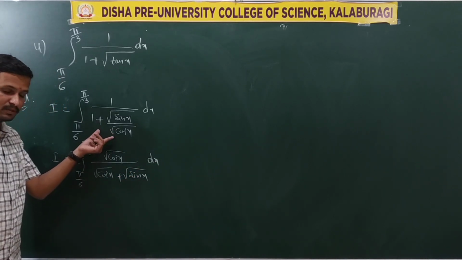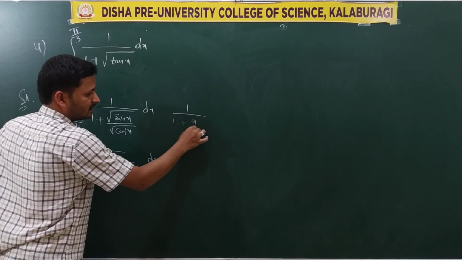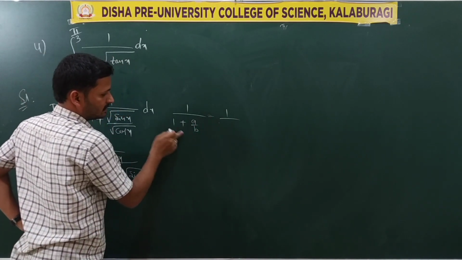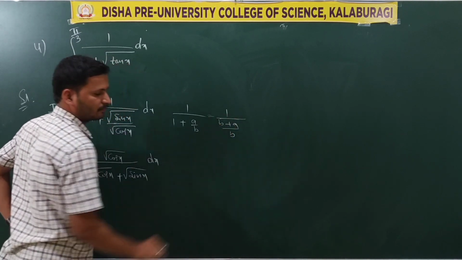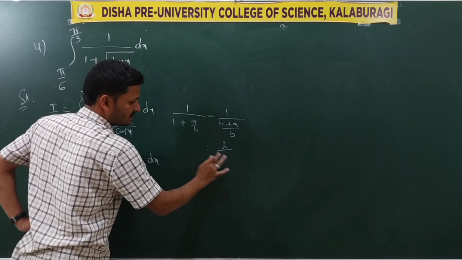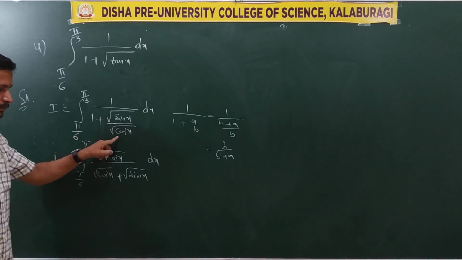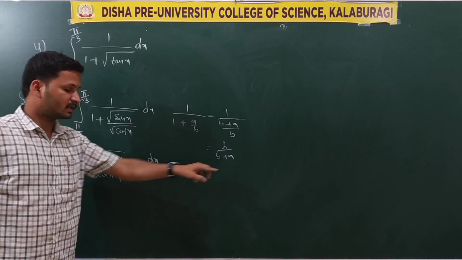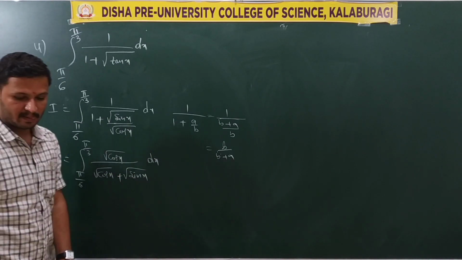Did you follow the step? So this is of the form 1 divided by 1 plus a divided by b. Here the LCM is b, so b plus a, so taking b to the numerator, that is b divided by b plus a. Here a is root sin x and b is root cos x. So simplified, b divided by b plus a is root cos x divided by root cos x plus root sin x. Okay?